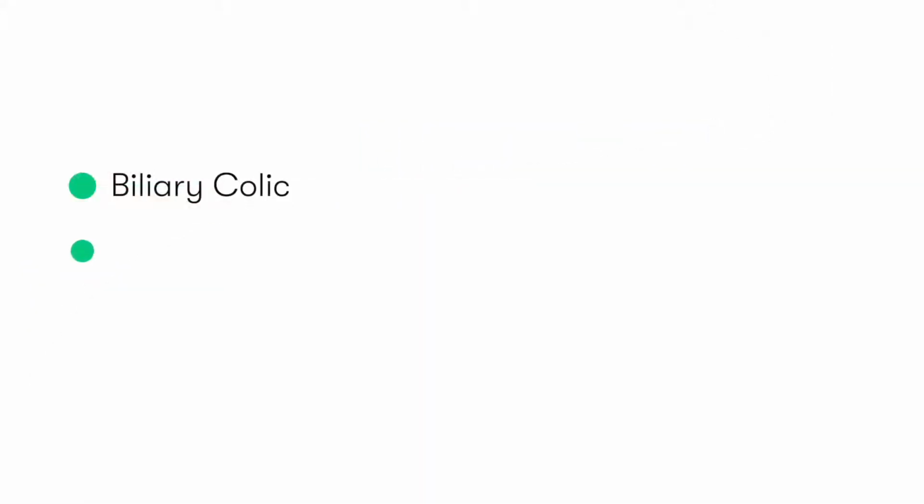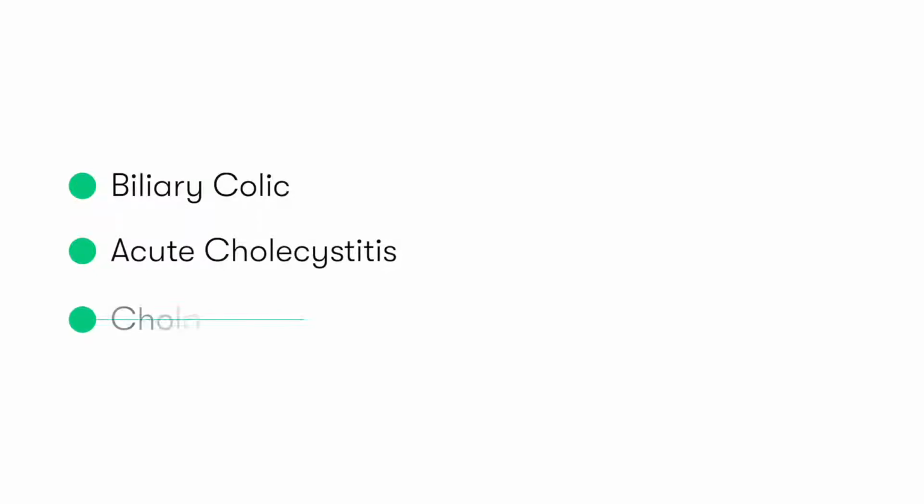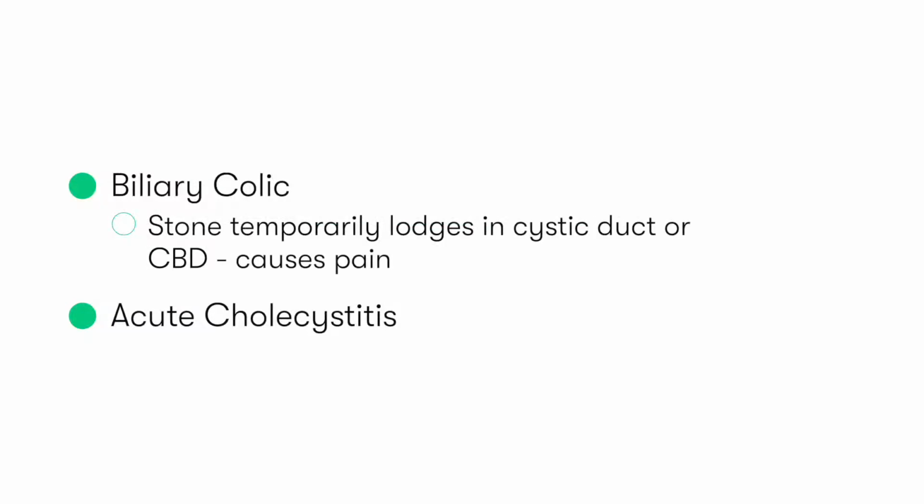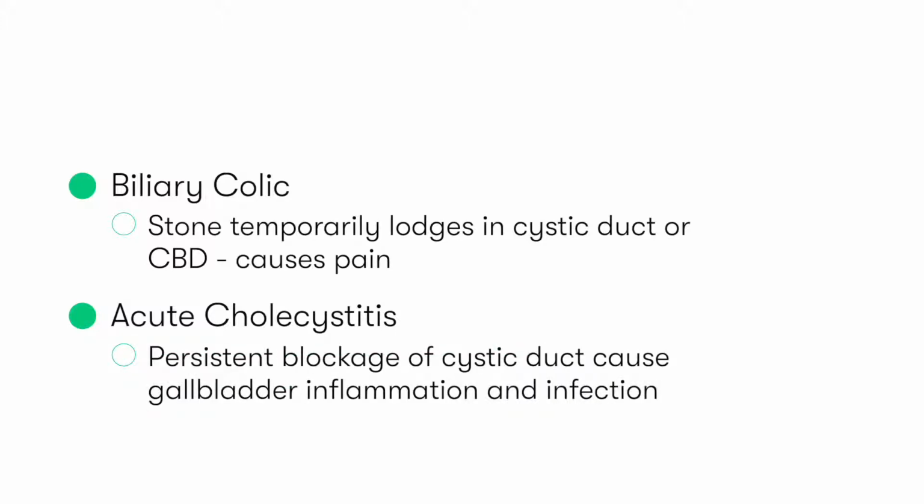Biliary colic and acute cholecystitis are two conditions that fall within a spectrum of gallstone diseases, as well as cholangitis, which we'll cover elsewhere. In a nutshell, biliary colic is when a stone temporarily lodges in the cystic duct or CBD, and this causes pain. Whereas in acute cholecystitis, the stone blocking the cystic duct persists, resulting in inflammation and subsequent infection.